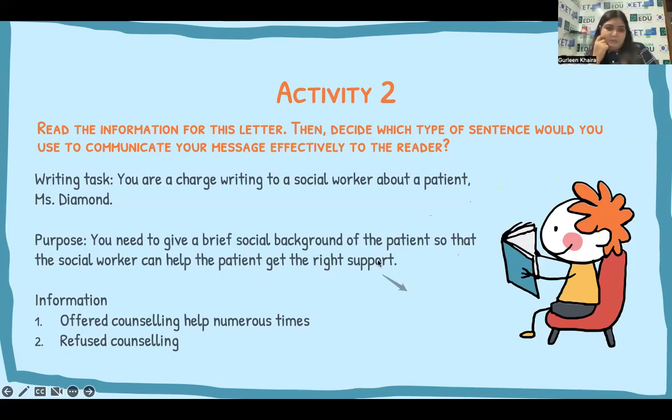First of all, are they related? Yes, they are related. Very good. And if they are related, are they equally important, or is one piece of information, one idea, more important than the other? And if yes, which is the more important idea? And Raman, which is the more important idea? Please type that as well. That she refused counseling. Very good.